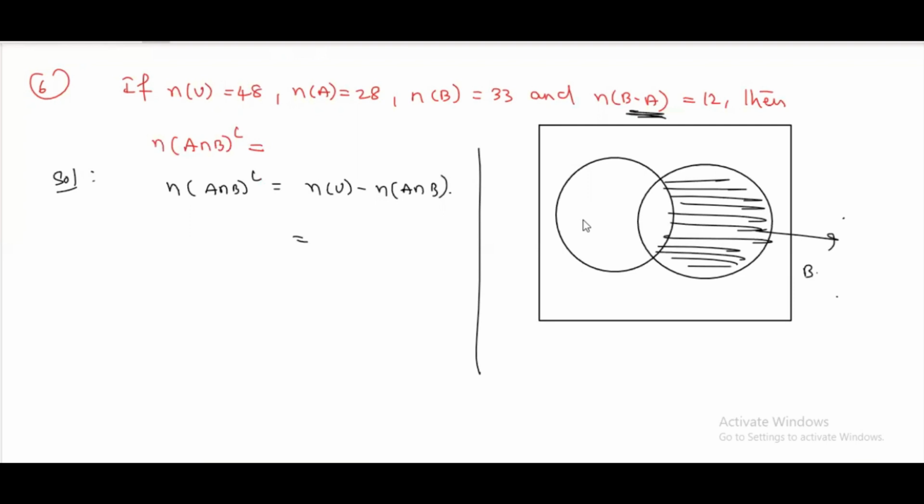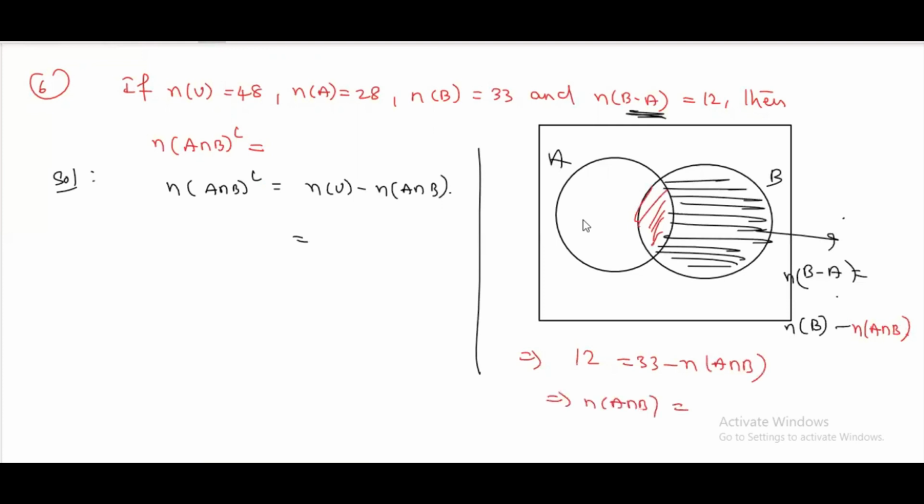So this B minus A, how can we write it? From the total n(B), if we subtract n(A intersection B), you will get n(B minus A). So from here, n(B minus A) is 12, they have given. n(B) is 33, they have given, minus n(A intersection B). So from here n(A intersection B) is equal to 33 minus 12, which is 21.